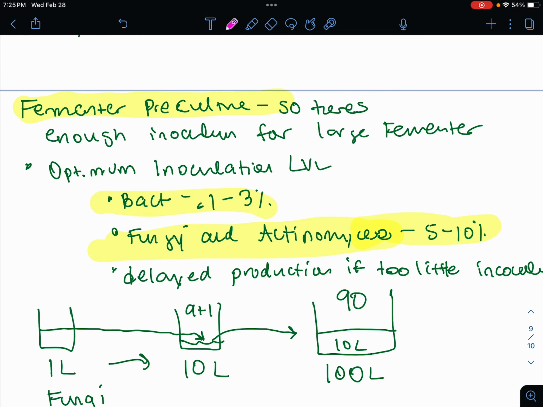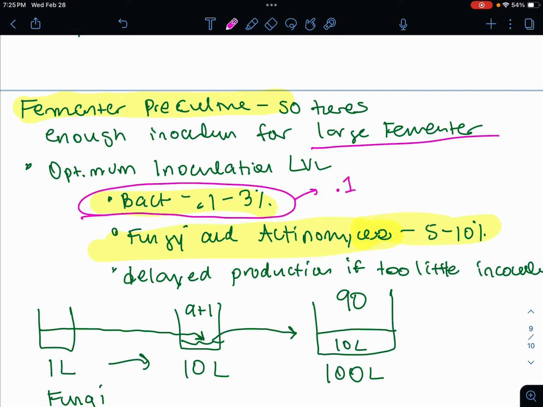Fermenter pre-culture. So this is the pre-culture. We're going to need it so there's enough inoculum for a larger fermenter. Again, scaling up, we're going to an industrial level. So we have the optimum inoculation level for the production fermenter. For bacteria, the optimum amount of inoculation would be 0.1 to 3%, whereas fungi and actinomycetes will be 5 to 10%.